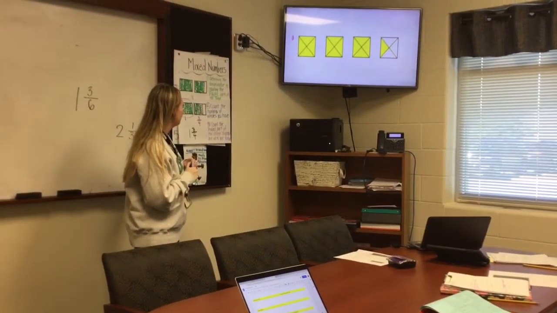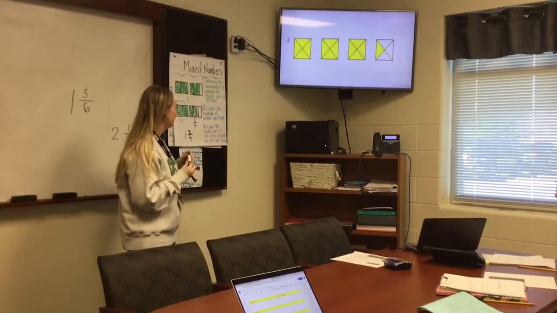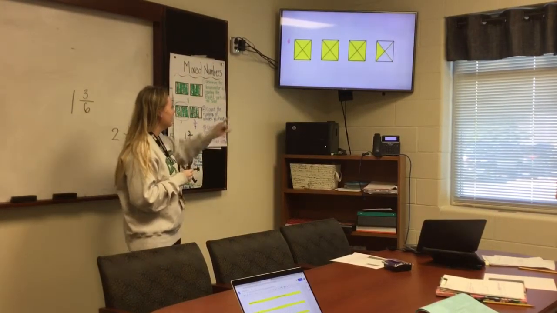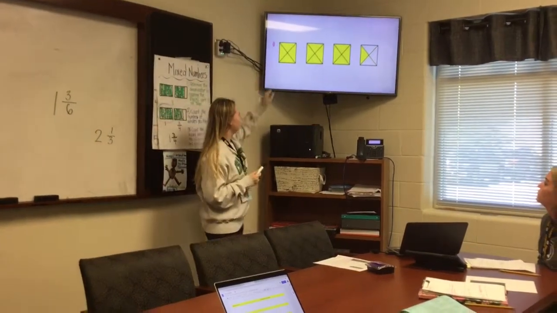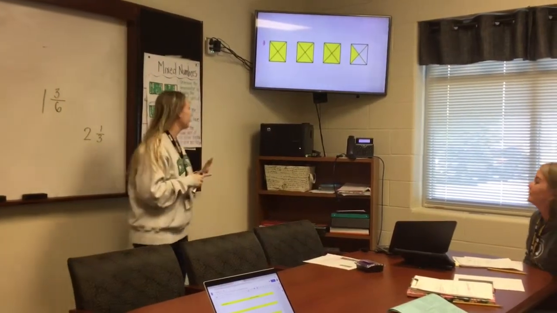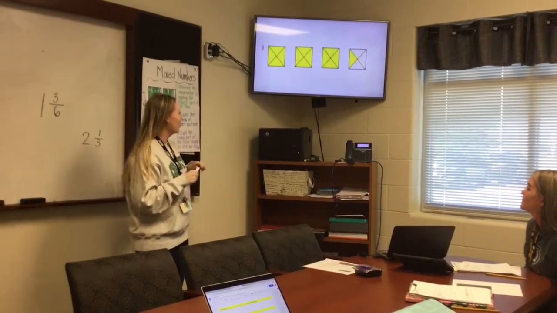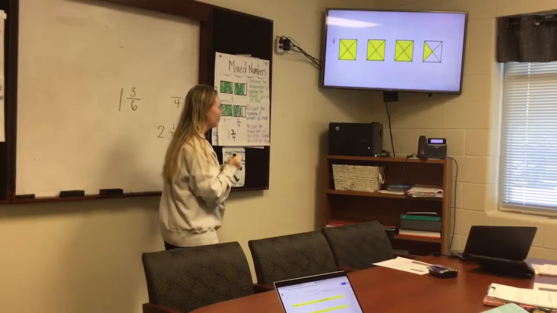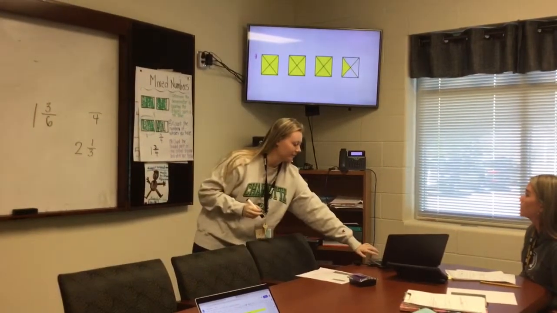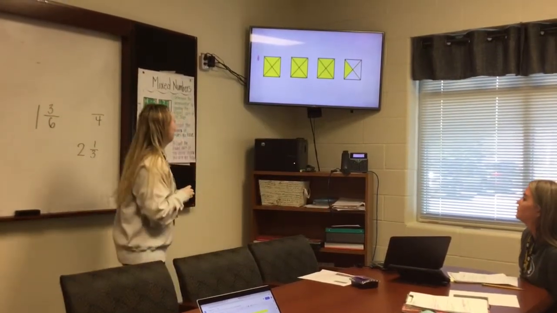So first we have to determine the denominator by counting the equal parts of a whole. So how many equal parts are in one whole? 4. Great, so we have 4 parts in 1 whole, so our denominator is going to be 4. Nothing else on there. I just left it like that.